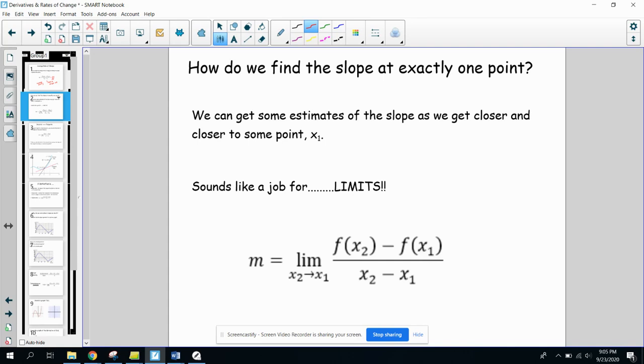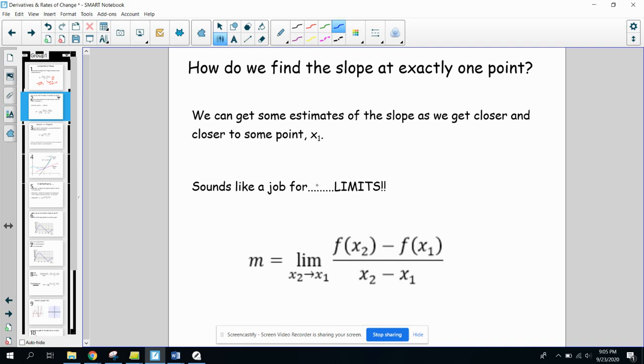How do we find the slope at exactly 1 point? With average velocity, you use 2 points and find the slope between them. But what if we wanted to find the slope at a particular point, at a particular instant? We get some estimates of the slope as we get closer and closer to some point x1. As we're getting closer and closer to a point, that sounds just like limits. We just finished up the limits chapter, and we're going to be using that idea again.